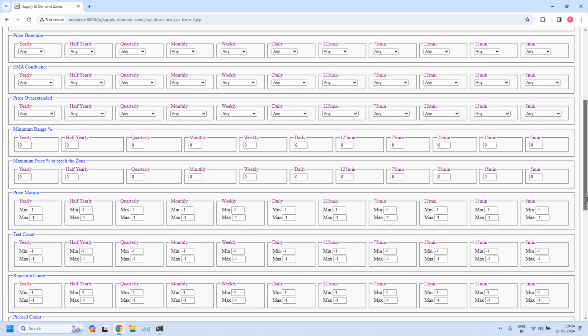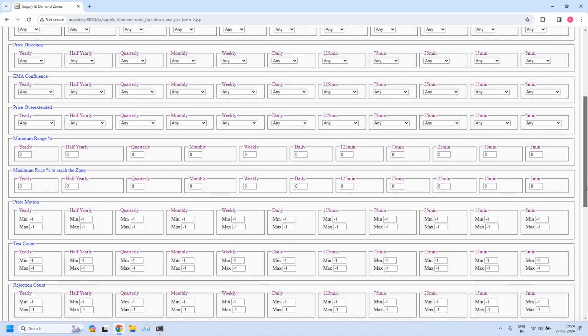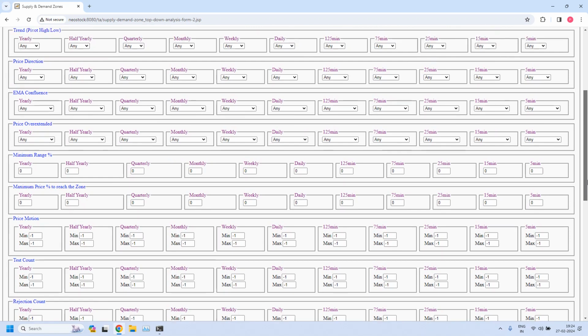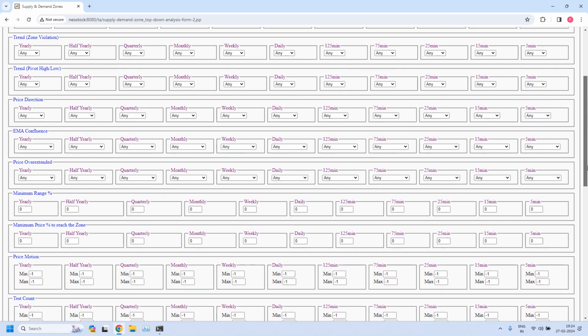The first condition is we don't want pierced zones. That's why pierced count I am setting 0 on daily time frame. Pierced count should be 0. That means zone is not pierced. This is one parameter. And the second parameter is between daily demand zone and daily supply zone, at least 3% reward should be there. Minimum 3%. Maximum could be anything.